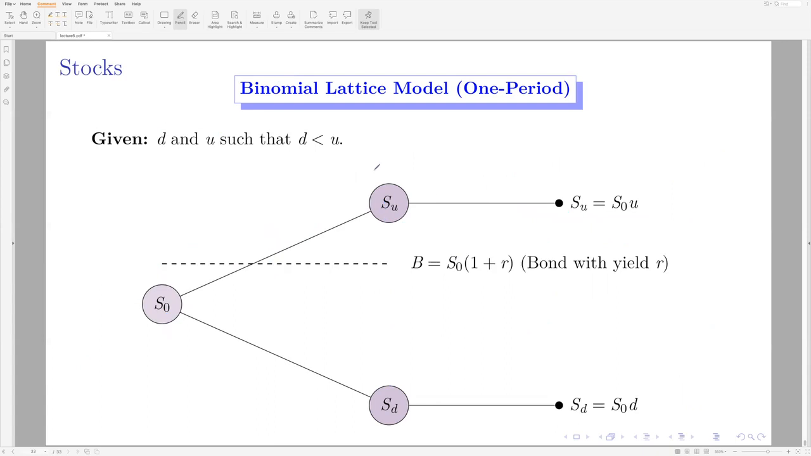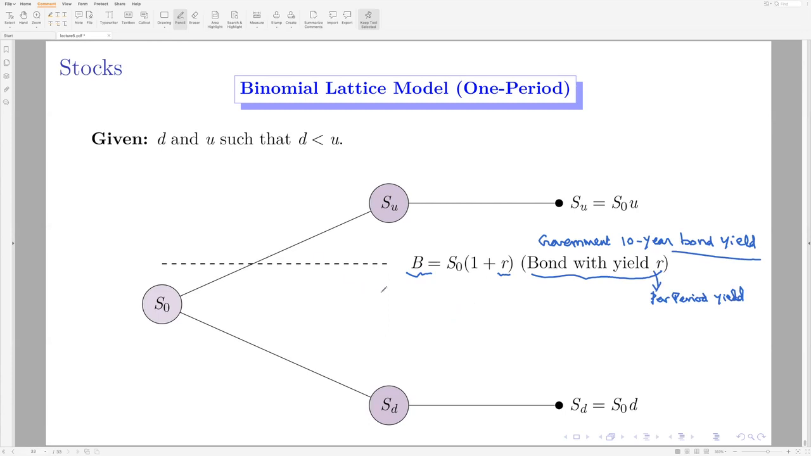Now we have one more parameter, that is R. R is the prevailing interest rate. For instance, you can take the government 10-year bond yield as a reference and compare the performance of the stock with the return that you get from the bond, which is given by S naught into 1 plus R in 1 unit time, if R is the per period interest rate. If you take the time interval as 1 year, then R is nothing but the yield.